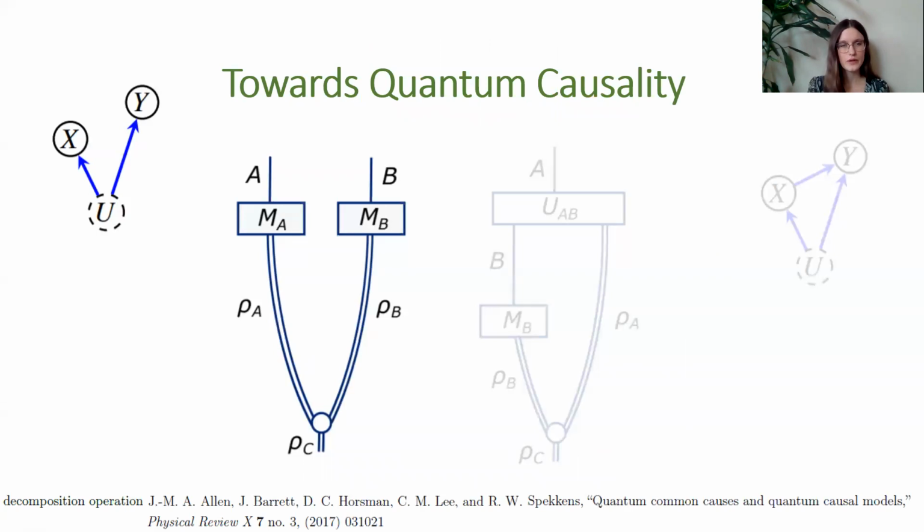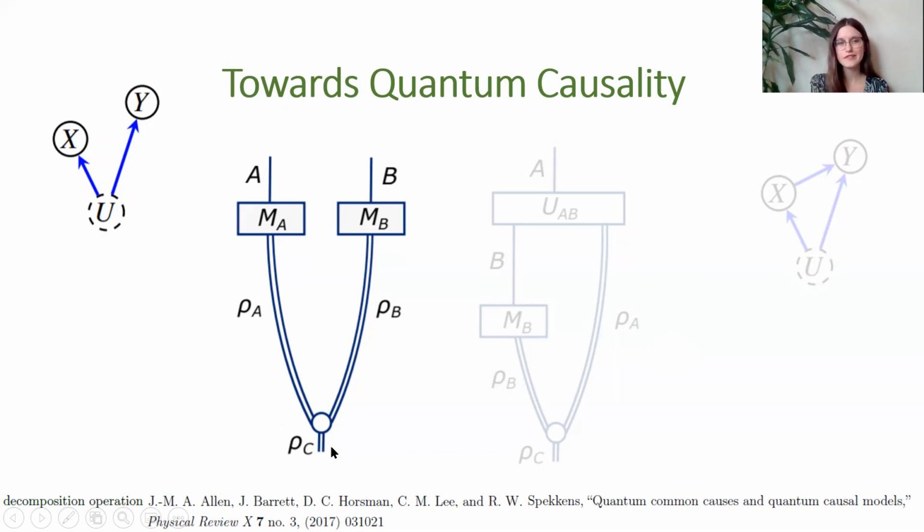Okay, so when we talk about quantum systems, we don't really represent them as DAGs, as diagrams, right? We use quantum circuits. So the first thing that I will do is translate the DAG that I have into a quantum circuit. So let's say that I have a quantum common cause, rho C, and I want to send it to Alice and Bob.